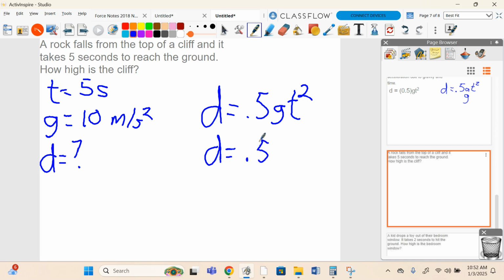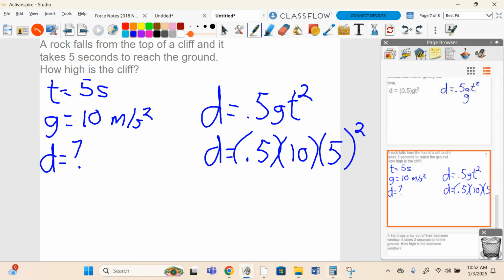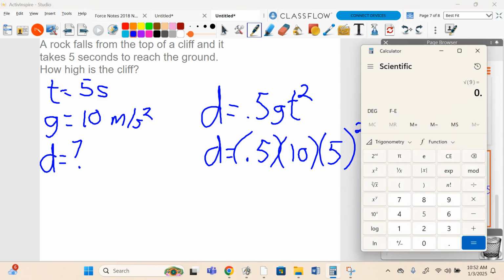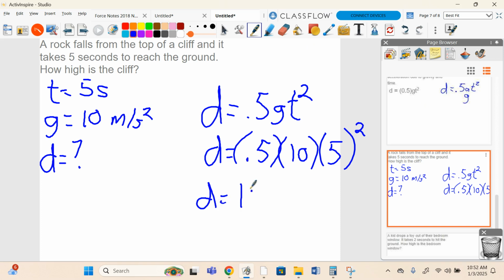d equals 0.5. g is 10. Time is 5. Only the time gets squared. And I can type that in a calculator just like it is. Even if you don't like having the parentheses, you can do multiplication between those numbers: 0.5 times 10 times 5 squared. Do not press equals before pressing the square button. The distance is 125 meters.